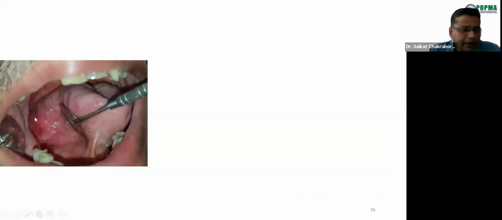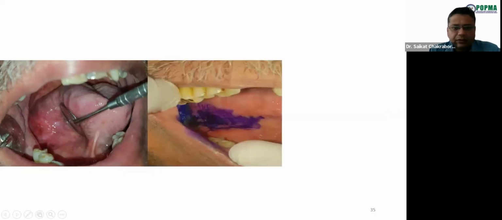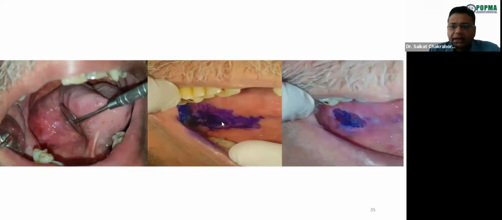A very small ulcer over here. We were not able to really delineate the ulcer. It was, I think, a 7 months history. We did a toluene blue counterstain. It very clearly demarcated the lesion.